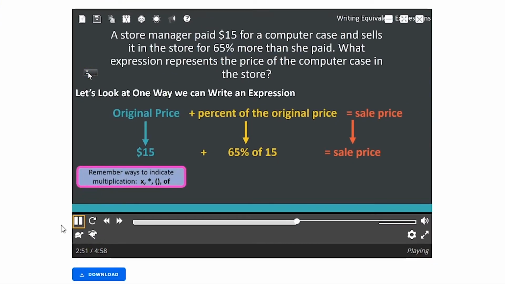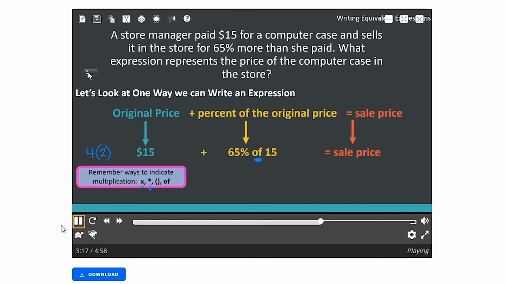Remember, of course, that ways to indicate multiplication are either the x, an asterisk, or parentheses. For instance, if we would say 4 times 2, the parentheses would indicate multiplication, or the word of. And in this case, the word of is what we see.